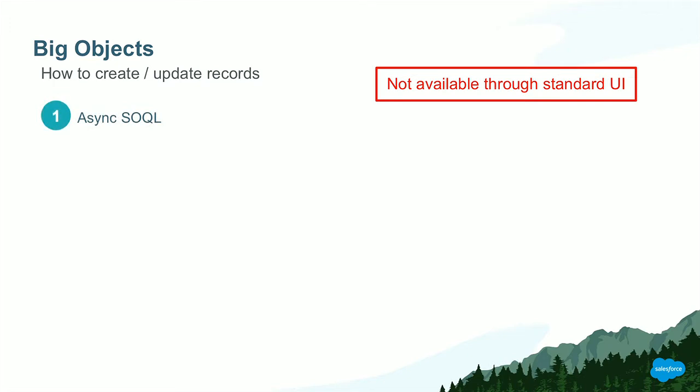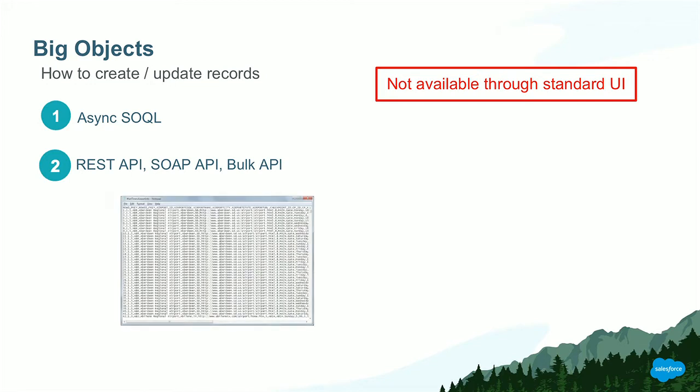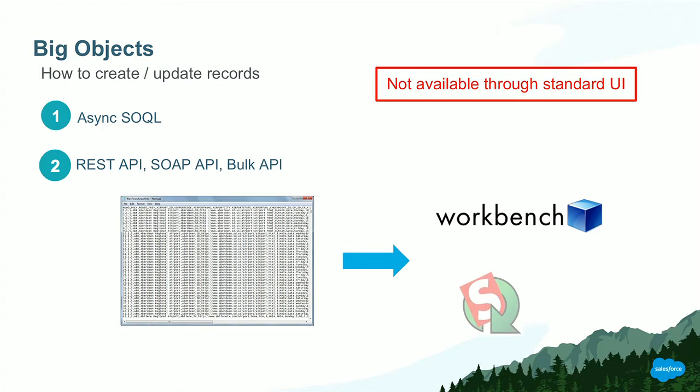So first of all, we could use Async SOQL, but Agustina will talk more about Async SOQL later. We could use also any of the APIs that you are used to work with, as the REST API, SOAP API, or Bulk API. So for example, you could have a CSV with the definition of your big object records that you want to create, and load this CSV through Workbench, Data Loader, etc.